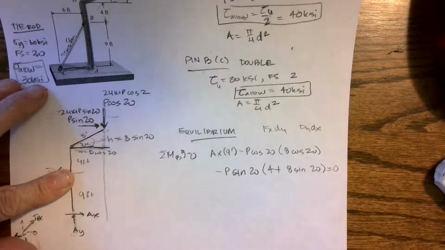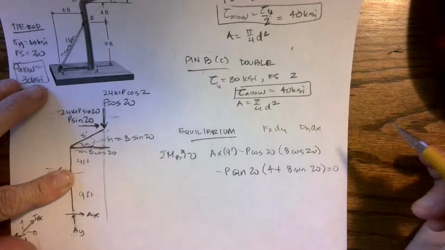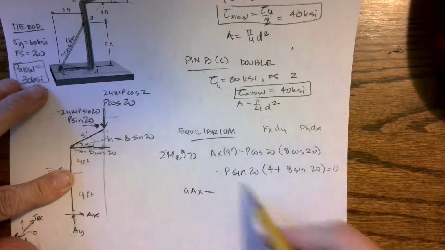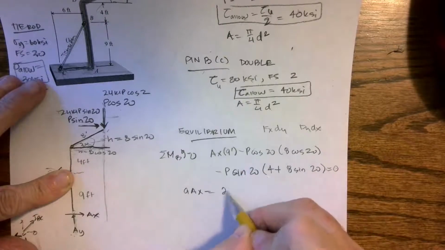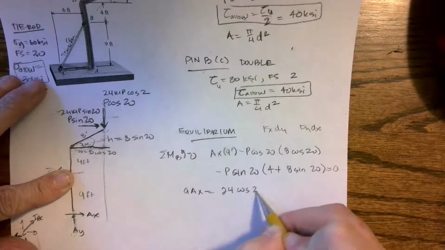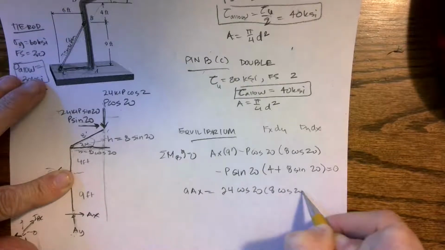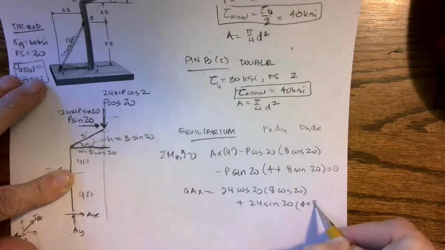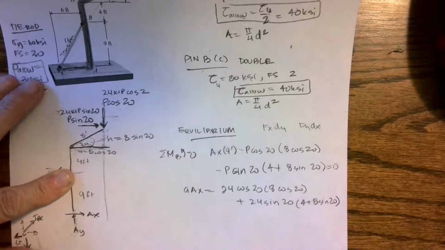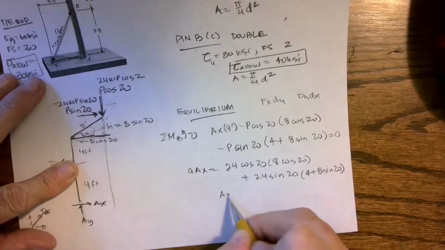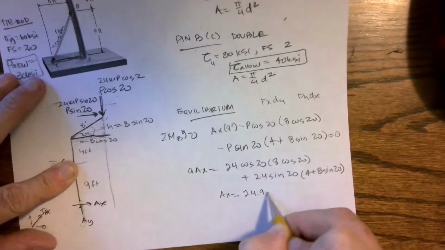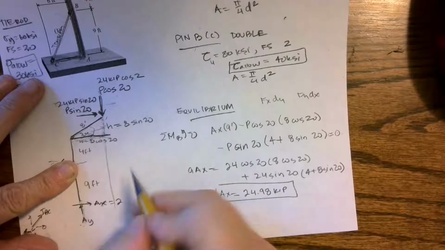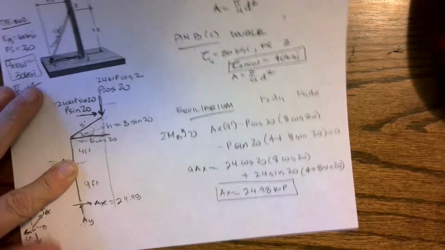Okay, so we are going to get started with our algebra. I have 9Ax equals, I'm going to rotate this over and take that over so they become positive, and I have 24 cosine 20 times 8 cosine 20 plus 24 sine 20 times 4 plus 8 sine 20. When I work this out, I get Ax equals 24.98 kips. I got a positive value, so I know it's in the direction that I assumed it to be.